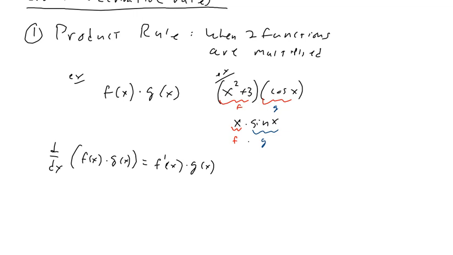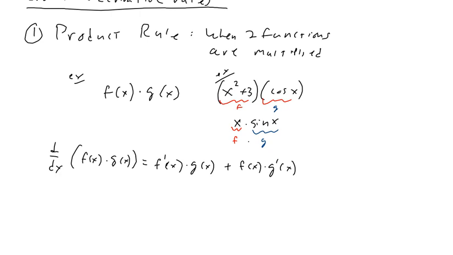Derivative of the f part times g. Okay? And then you add to that, leave the f part alone, times the derivative of the g part. And so there's two pieces that you add together. F prime g plus fg prime.